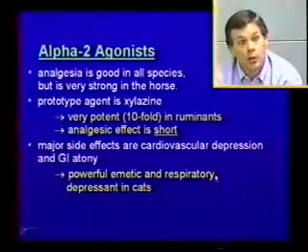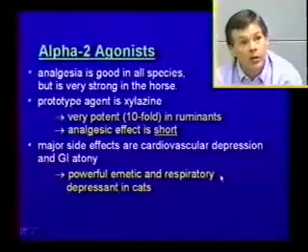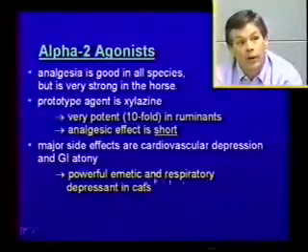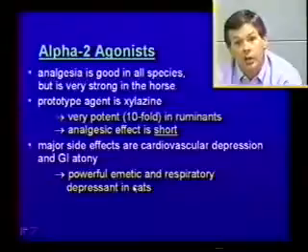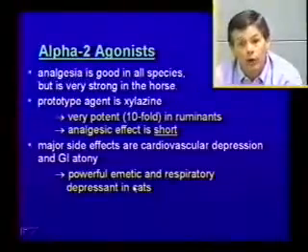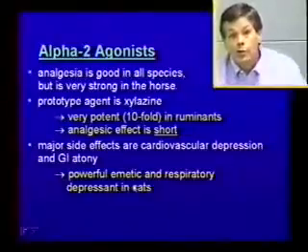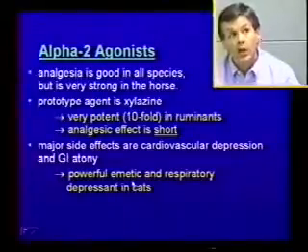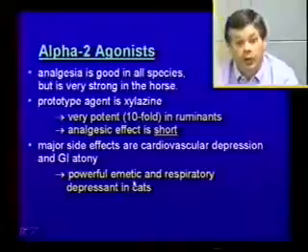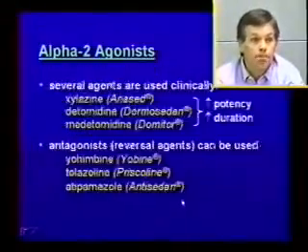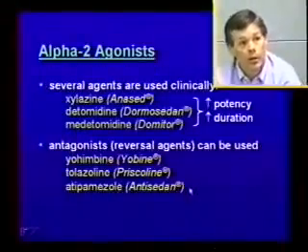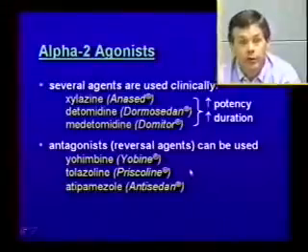One species uniqueness about the actions of these drugs is that they are very effective at producing emesis or vomiting in cats, and can be used in that regard sometimes for treatment of accidental poisoning in cats, and they are also a profound respiratory depressant in cats. And that makes them a little bit different relative to other species.